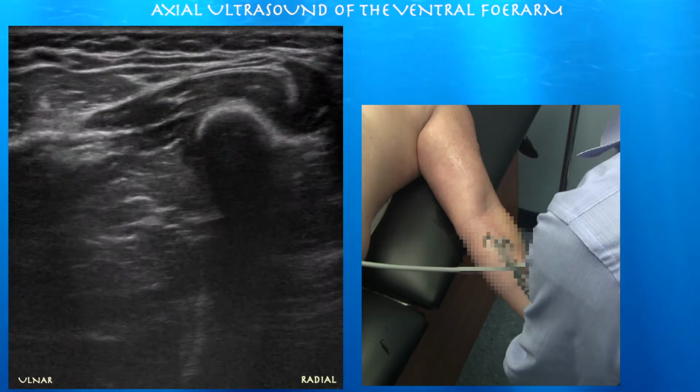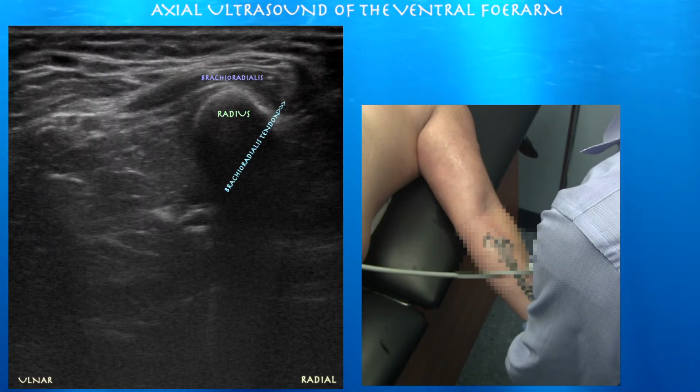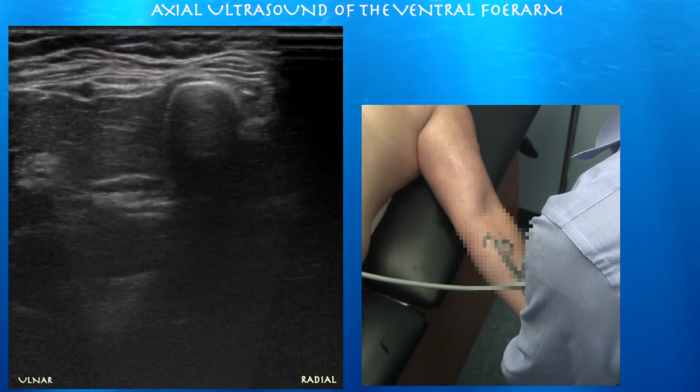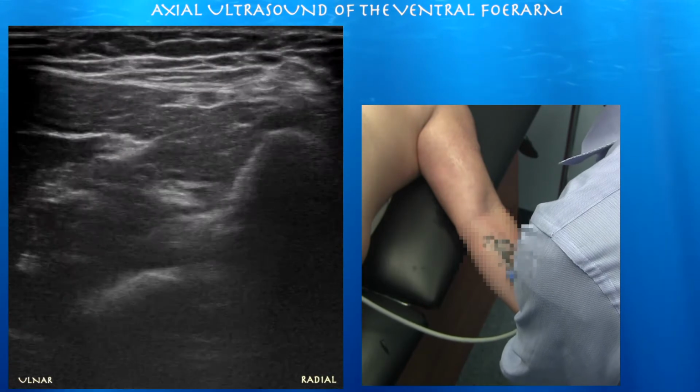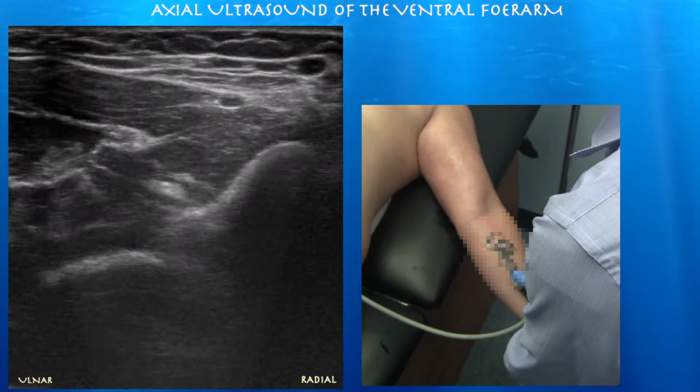And now we're just going towards the wrist. Here we can start seeing the tendon form of the brachioradialis as it inserts on the distal aspect of the radius. Going proximally now, you can see that interosseous membrane between the radius and the ulna.